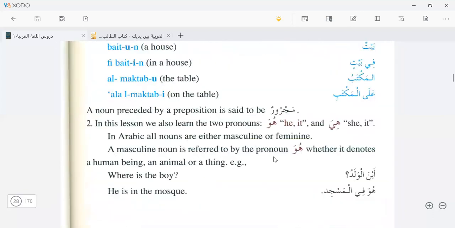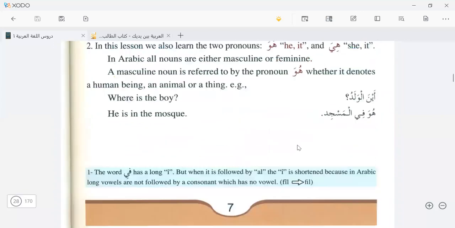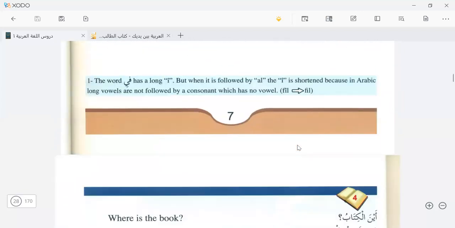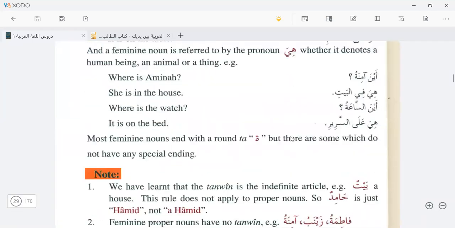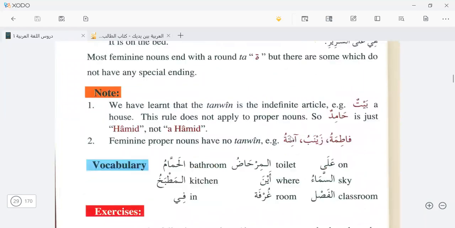So here we have to know that a masculine noun is referred to by the pronoun huwa, whether it denotes a human being, an animal, or a thing. And a feminine noun is referred to by hiya, whether it denotes a human being, an animal, or a thing. So I hope you understand, inshallah.